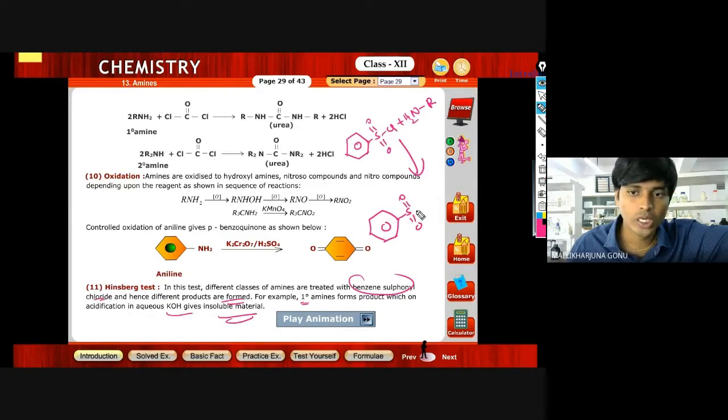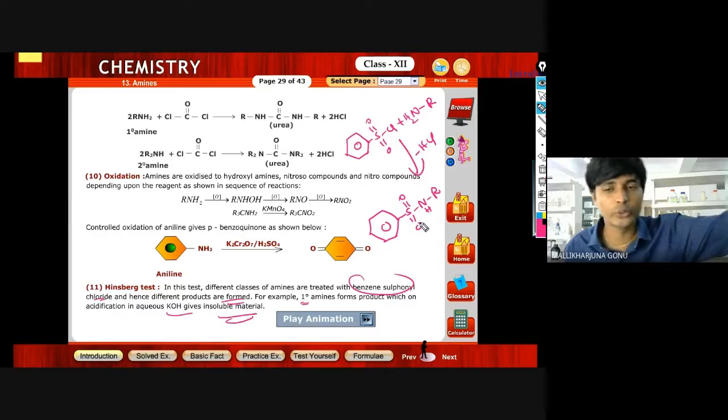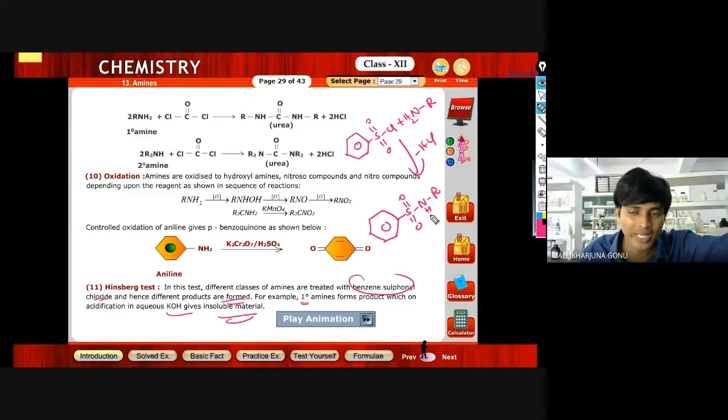SO2NHR. Okay, I removed one HCl. This product you get. This proton is an acidic proton basically. This proton is an acidic proton. So this will be soluble in organic solvents. But if you want to check in water, it will not be soluble.